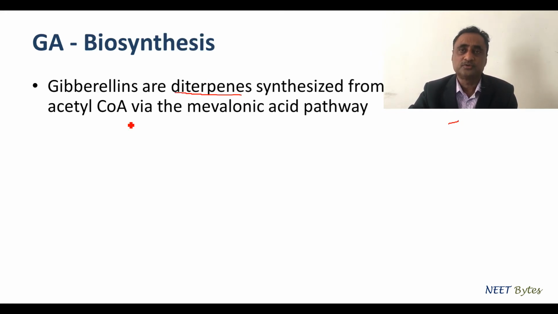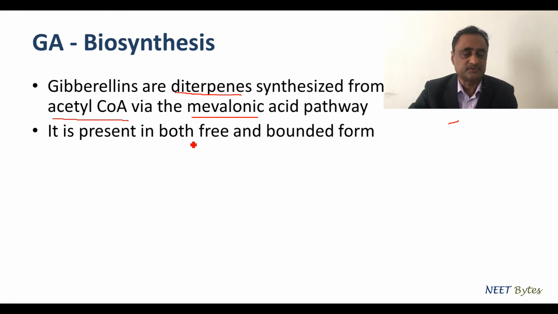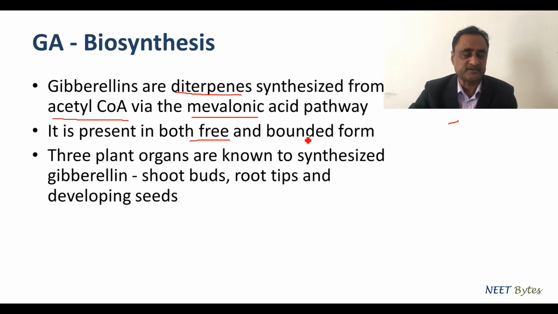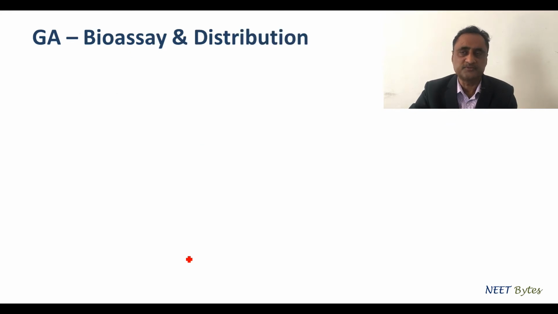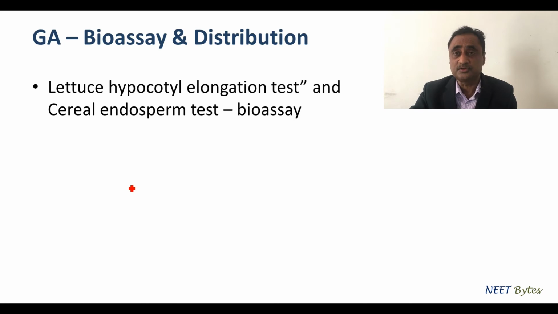So let's talk about biosynthesis. Gibberellins are diterpenes, and they are synthesized from acetyl coenzyme A via the mevalonic acid pathway, okay, and they are present in both free and bound form. There are three plant organs where the concentration of gibberellins is relatively high: shoot buds, root tips, and developing seeds. Among these, the highest concentration is found in developing seeds and young leaves, right?